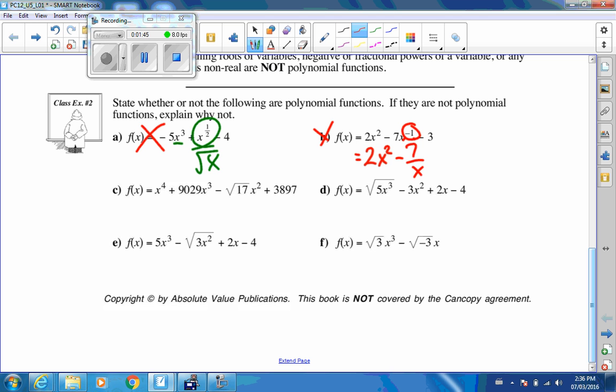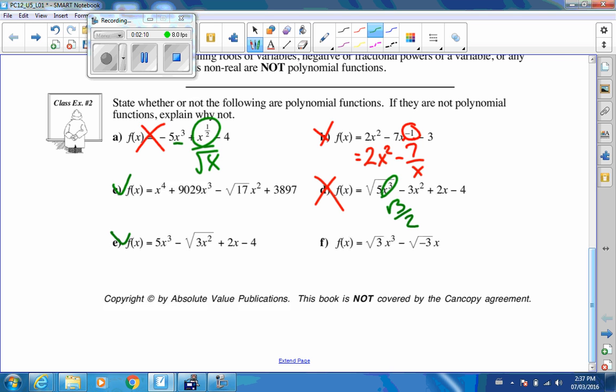This one is 5. This one is not fine. And the reason is that this thing is 3/2 as an exponent. It's under the radical and it's an odd number exponent. So not a polynomial.